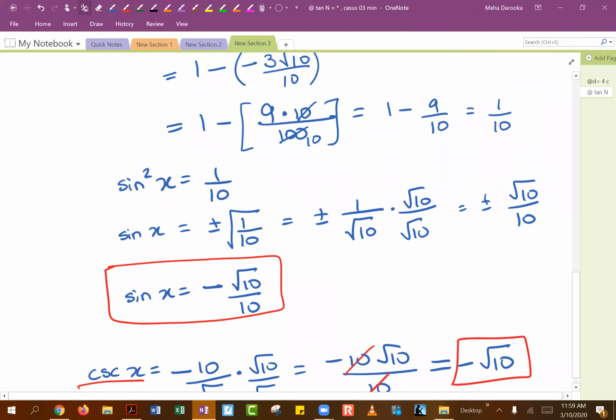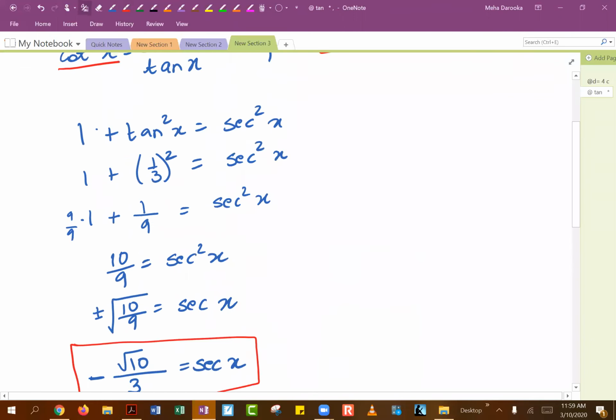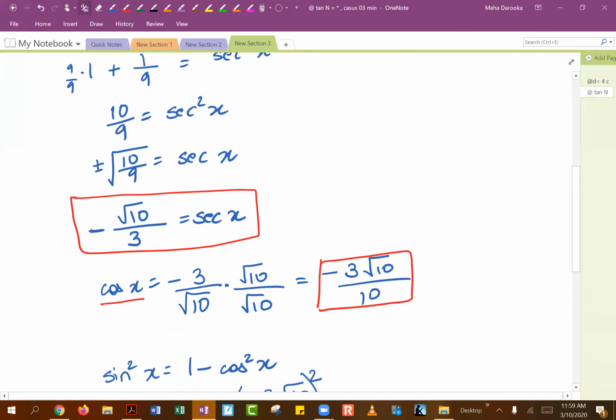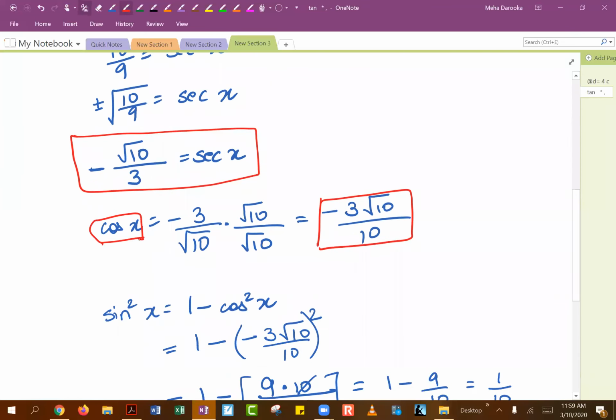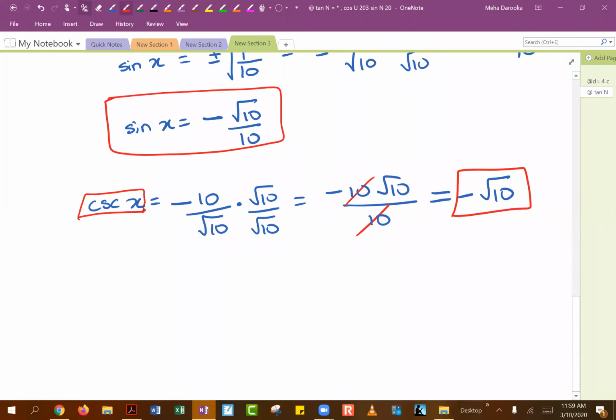Okay, and did we have secant? Yes, we did. That was, yeah. All right, so we've got tangent, which is given to us. We found cotangent here. We found secant, cosine, sine, and cosecant, right? All 6 functions, yes.